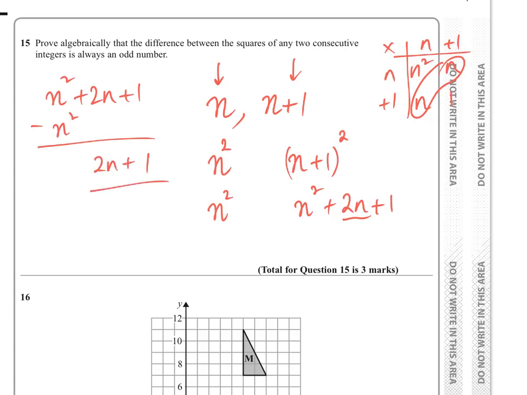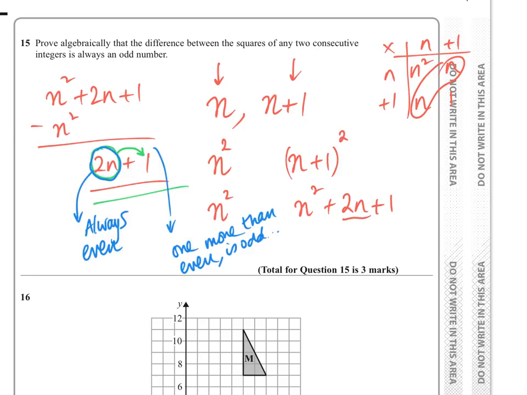Now, why is that always an odd number? Well, 2 times anything is going to be even, and if I take an even number and add 1, then that's going to be odd. So that should be enough for this question. And I thought I'd just put my little explanation in here, which is, I guess, what you should do to get all of the marks.